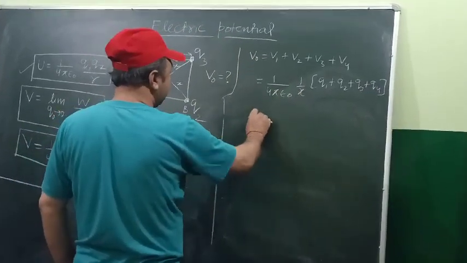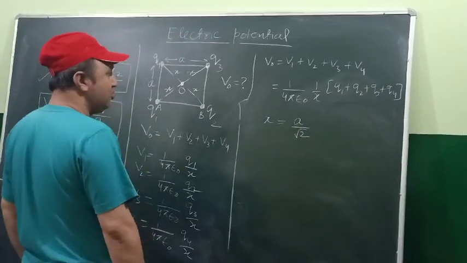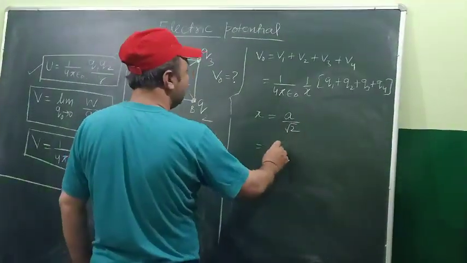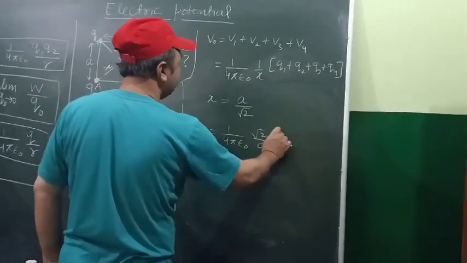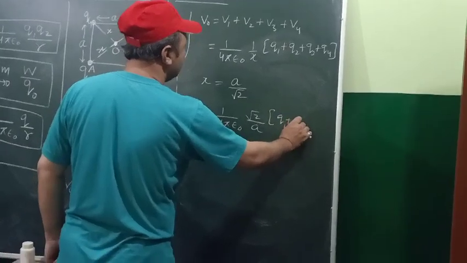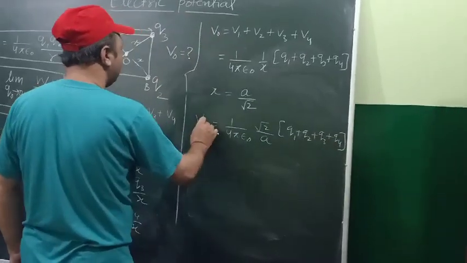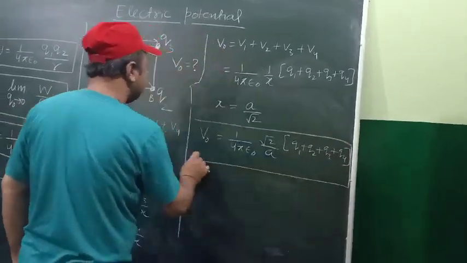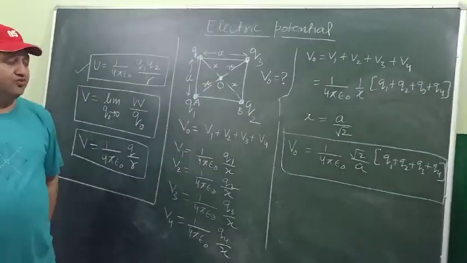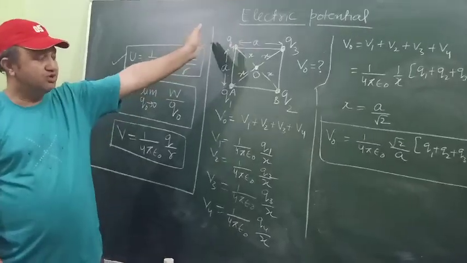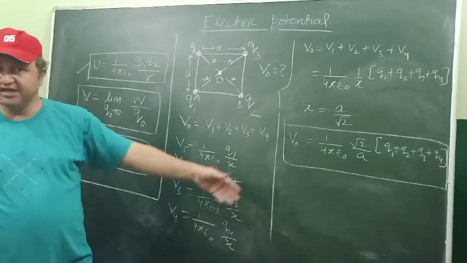X, as already calculated by Pythagoras theorem, would be equal to a root 2. So that means 1 upon 4 pi epsilon naught, root 2 upon a, into Q1 plus Q2 plus Q3 plus Q4. That would be the overall potential at the point. And you can easily take all those 4 charges equal, Q1 equal to Q2 equal to Q3 equal to Q4, so it would be 4Q1 in that case, and the result will match with the result that I have already derived.